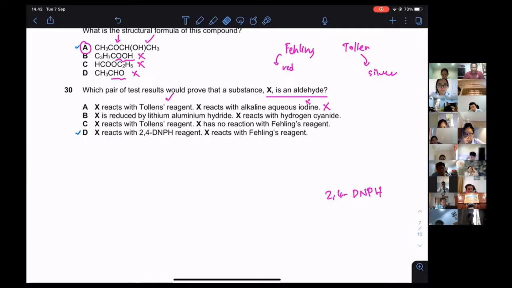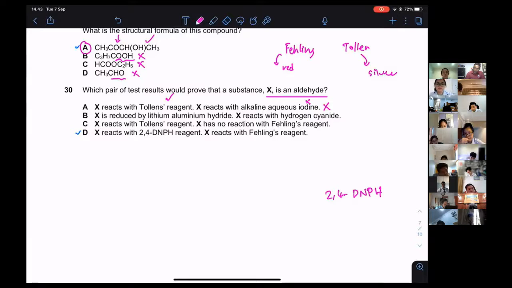Okay, reduced. So it means they are telling that they are going to be reduced to become primary alcohol. X reacts with hydrogen cyanide. Correct also, because we learned about HCN. Yeah, carbonyl compound can react with HCN. Okay, but is this 100% correct for aldehyde only? Now, do remember, I need to prove. How about if it is a carbonyl compound? What is another carbonyl compound? It is going to be ketone.